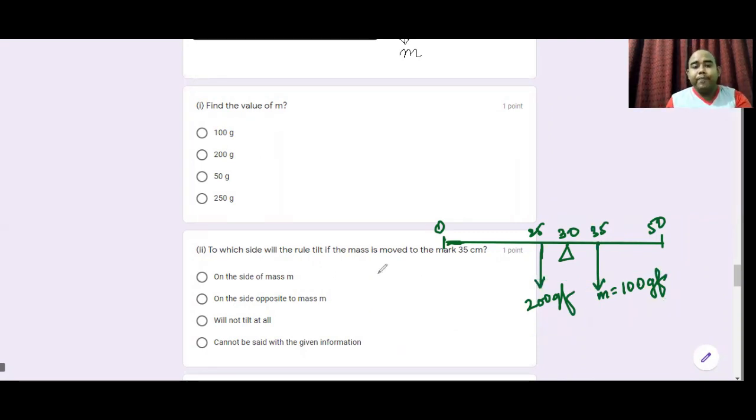Okay, now we will calculate the anti-clockwise moment first. Which force is producing the anti-clockwise moment? 200 gram force. It is trying to rotate anti-clockwise. So 200 gram force into which distance is it? 5, which we had already found. So this is your anti-clockwise moment. How much is it? 5 2s are 10. So 1000 gram force centimeter.